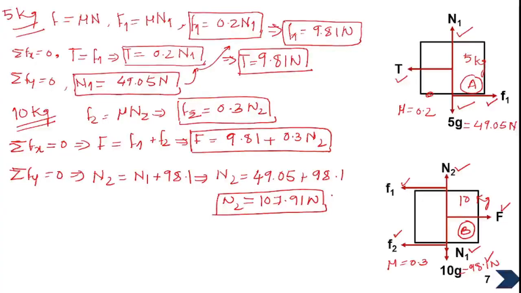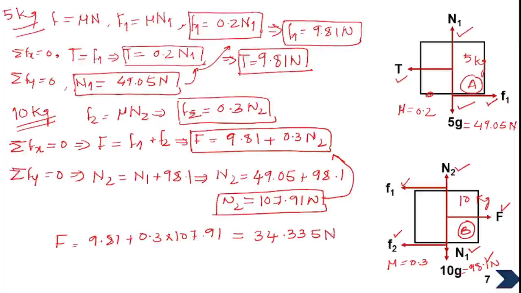Hence once we put this in the above equation, we'll get the value of F that is required. So F will be equal to 9.81 plus 0.3 into 107.91. This will give me the value of F as 34.335 Newton.